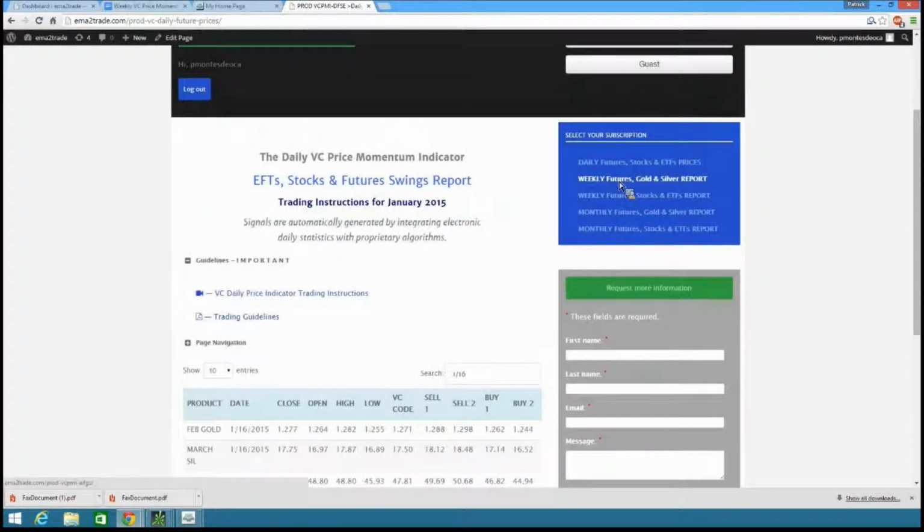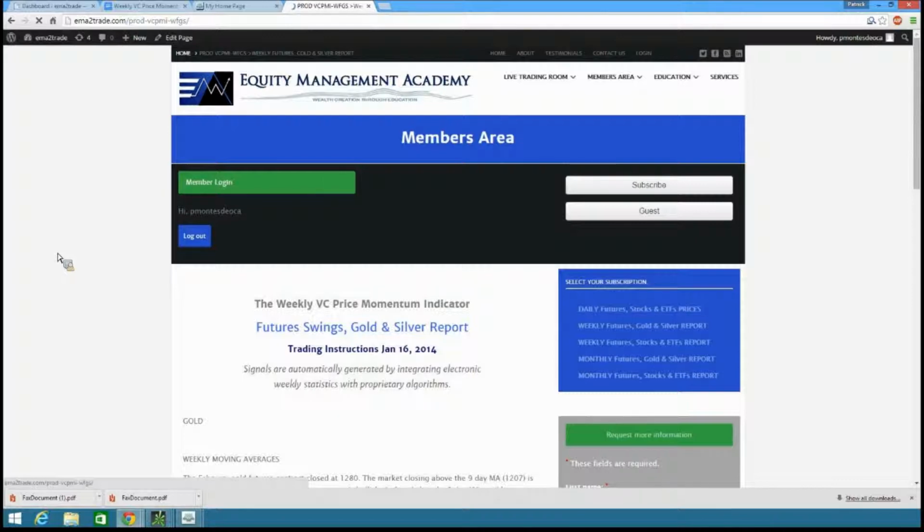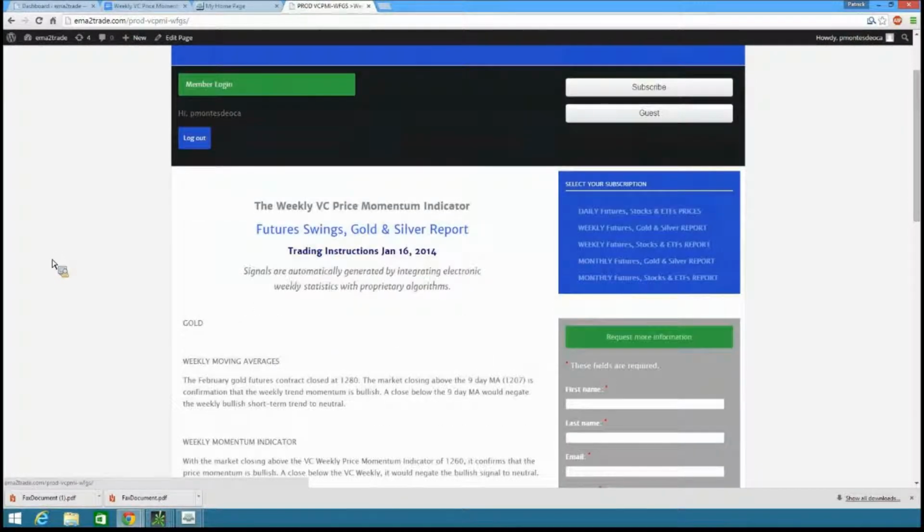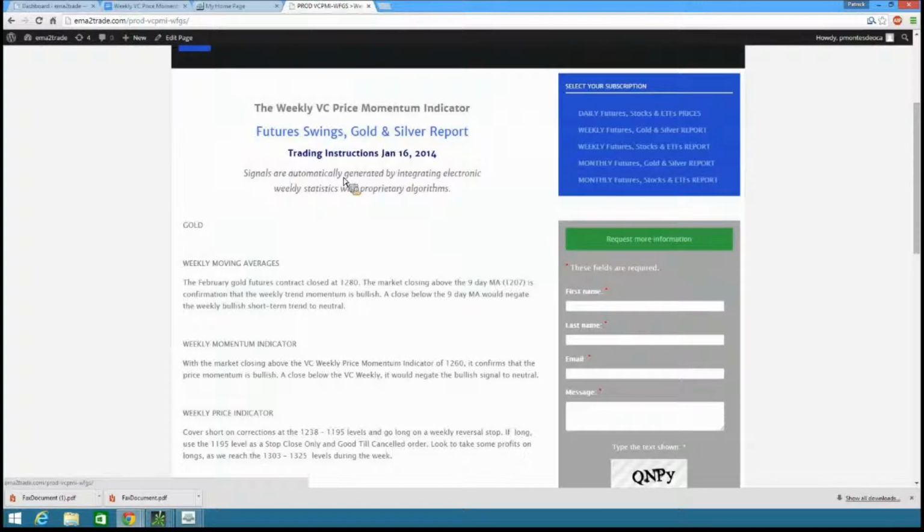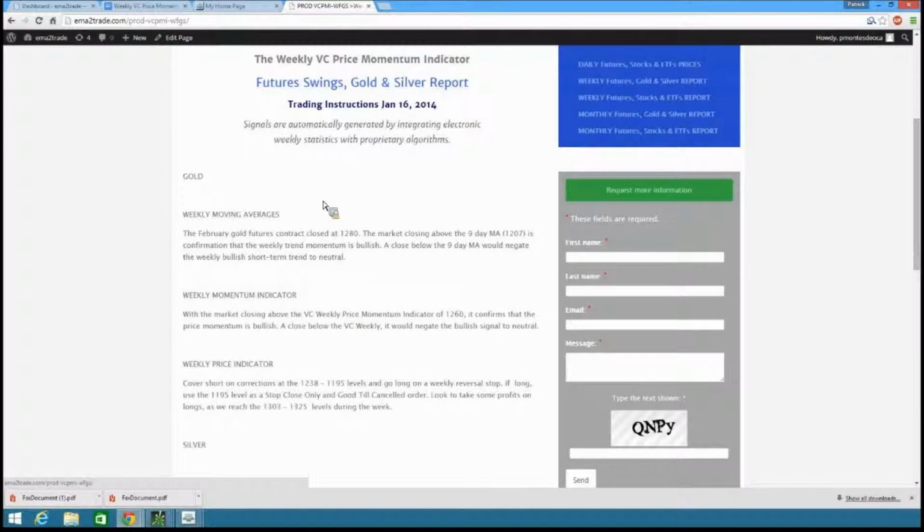If you click on the next report, which is the weekly futures gold and silver report, this gives you the weekly swing trades for gold and silver. And on this report, basically, which was published on January 16th, this gives you the landscape or the trading ranges for you to use for this week, the week that we're in. And in here, basically, this tells you the sentiment of the market.